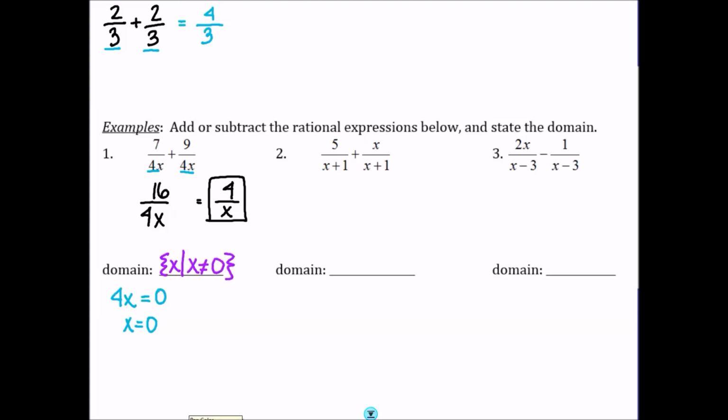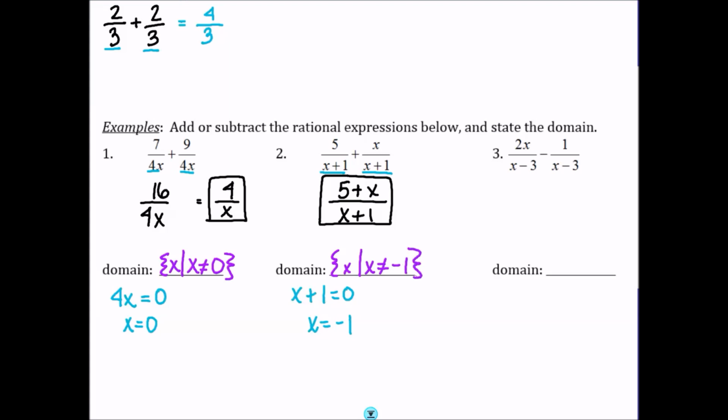In number 2, we also have the same denominator. So we can just go ahead and add the numerators and leave it over the denominator. Since we can't factor, there's nothing that we can do to simplify. To find the domain, you set the denominator equal to 0 and solve. You get x equals -1, which means the domain is x such that x does not equal -1.